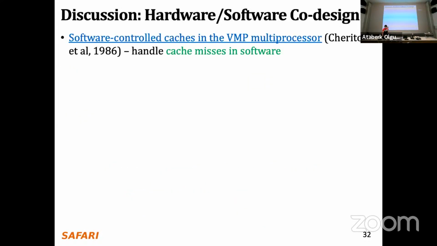Hardware software co-design. One paper in 1986 already talks about how cache misses can be handled in software. Just like how page faults are handled by the operating system, software can also handle cache misses and have a custom handler for what happens when a cache miss occurs.